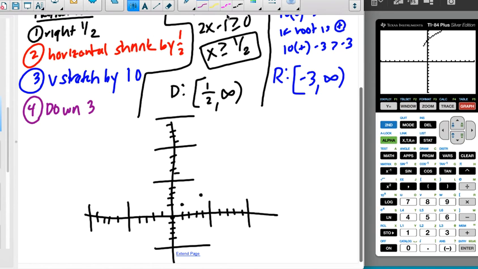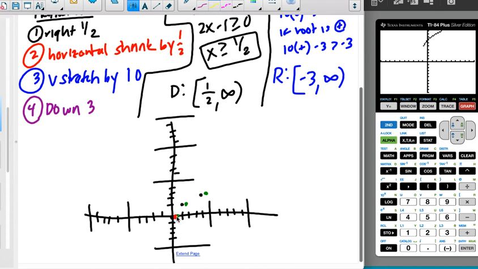So the first thing that's going to happen is we're going to move right 1/2, which I'm going to do in green because I didn't use green up top. Okay, so right 1/2 is going to be here. Just move half over, right? Then I have to do a horizontal shrink by 1/2. Now what that means is you're cutting the x values in half. So that's extra not fun right now because it's already a decimal. But essentially you're cutting the distance between the green dot and the y-axis in half.